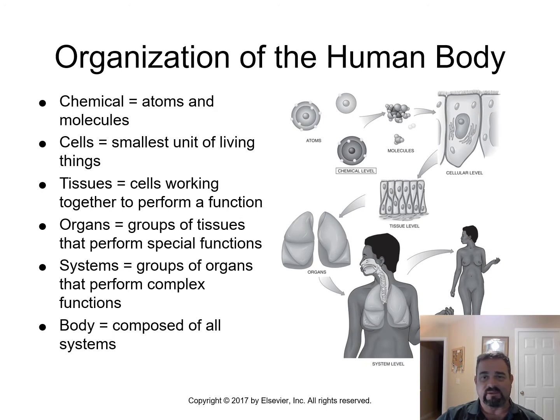All right, so the organization of the human body. As we have talked about over and over again, the body's made up of a lot of different stuff. First off, chemicals. The body's made up of chemicals, and the chemicals have atoms and also molecules contained within them. Cells are the smallest unit of living things. And then tissues are cells working together to perform a specific function. And then organs are groups of tissues that perform specialized functions. And then systems equal groups of organs that perform complex particular functions that make the body work. And then the body is composed of all the systems.